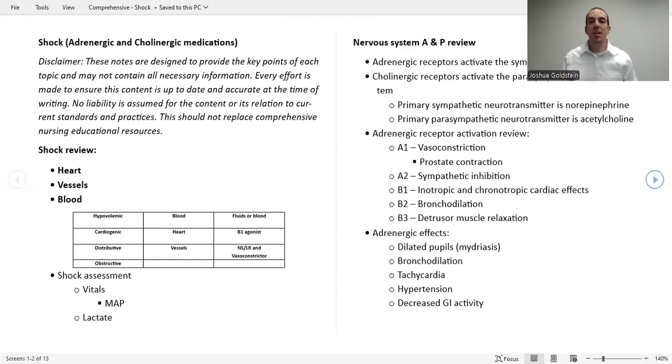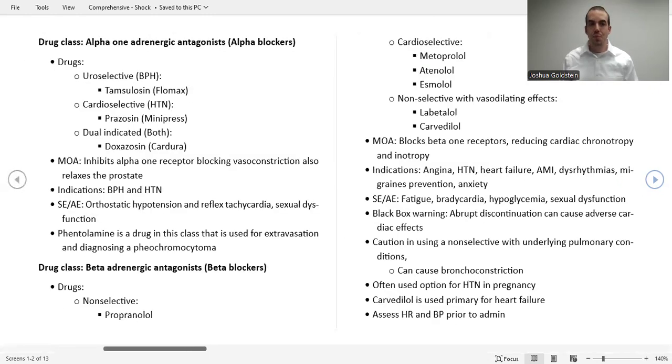Next, let's move on to the effects of the adrenergic system. If I activate the adrenergic system, meaning I put the patient into fight or flight mode, I'm going to get dilated pupils, which is mydriasis. I'm going to get bronchodilation, tachycardia, hypertension, and decreased GI activity.